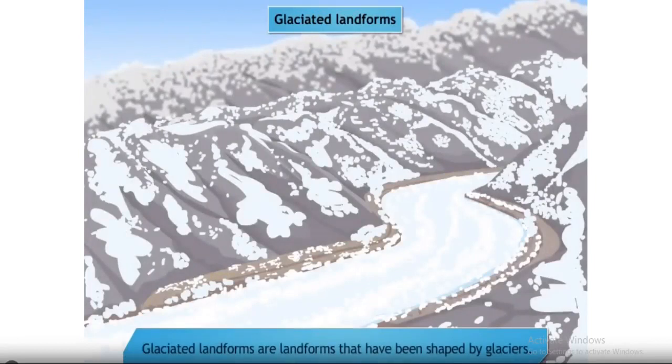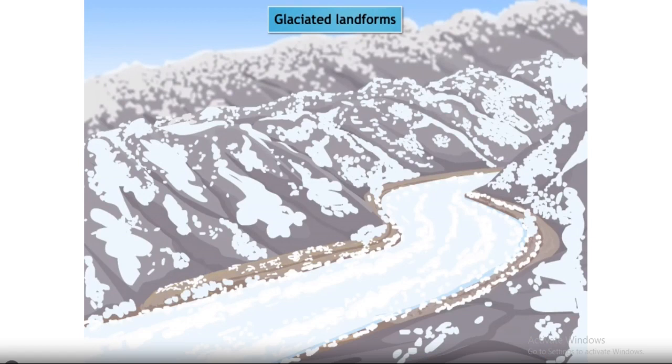Glaciated landforms are landforms that have been shaped by glaciers. Glaciers are thick ice masses that have formed from snowfalls over many years. Glaciers have the ability to move, which enables them to sculpt areas over which they flow.